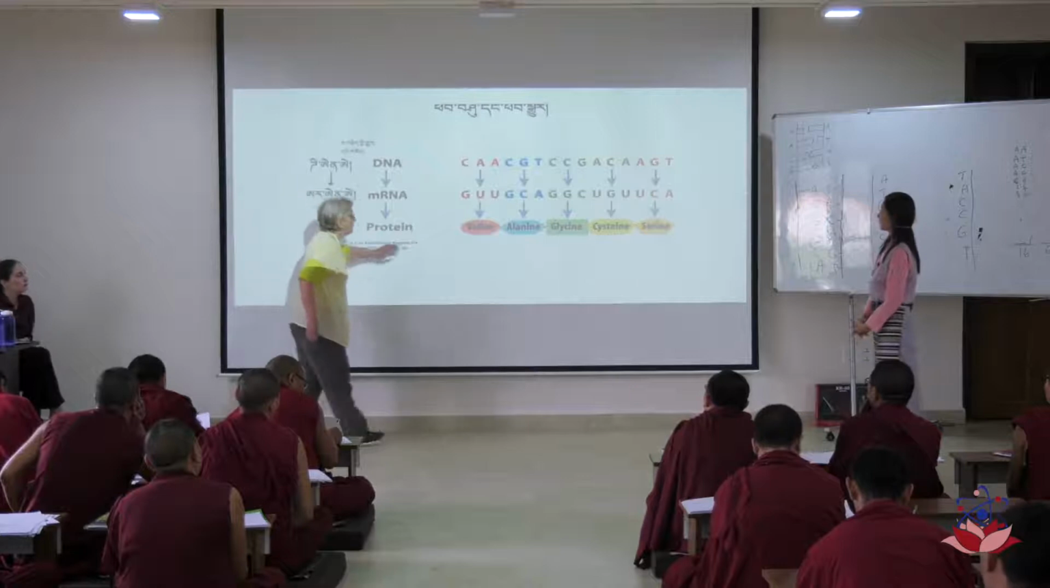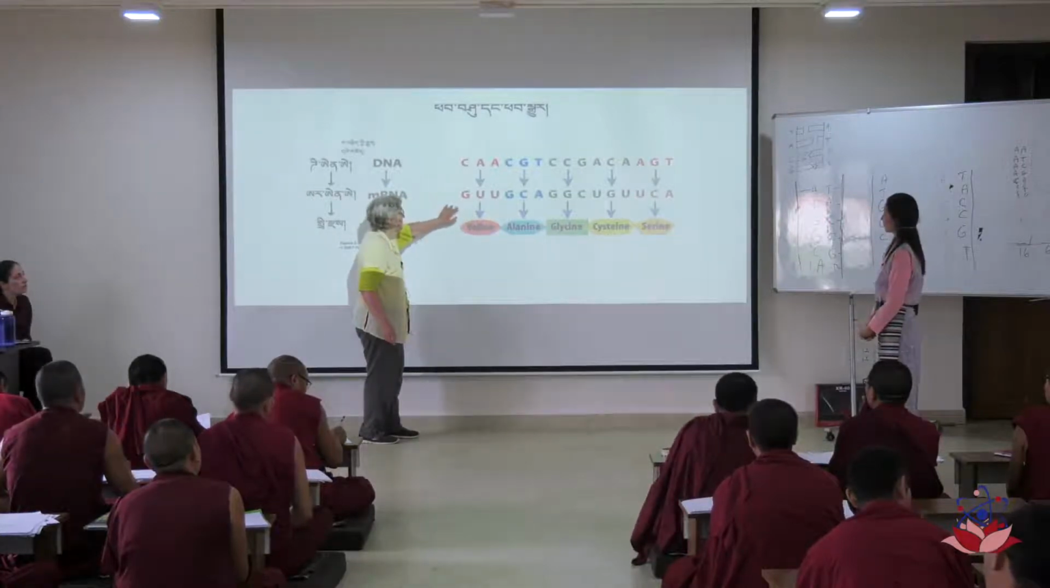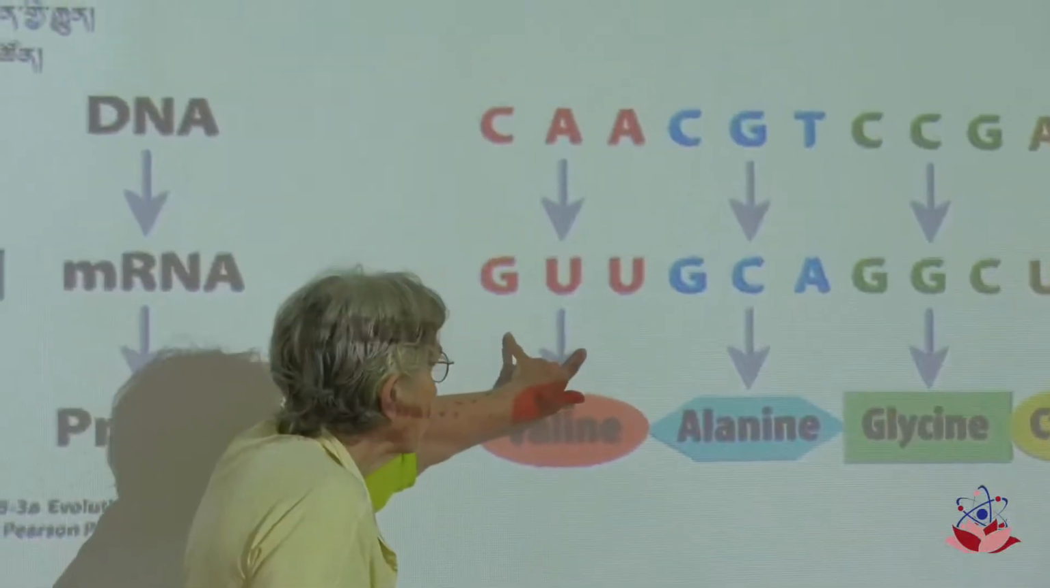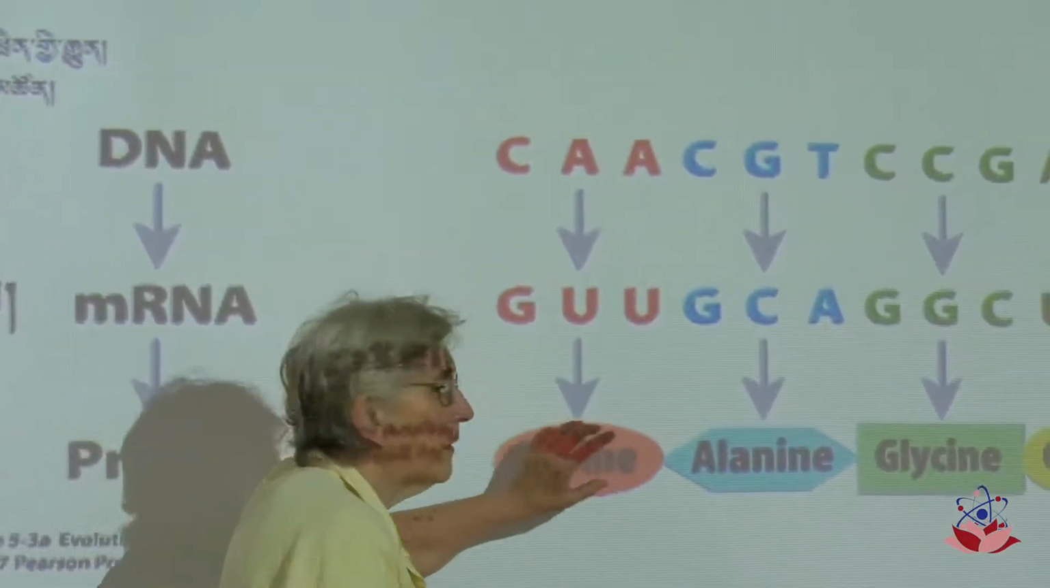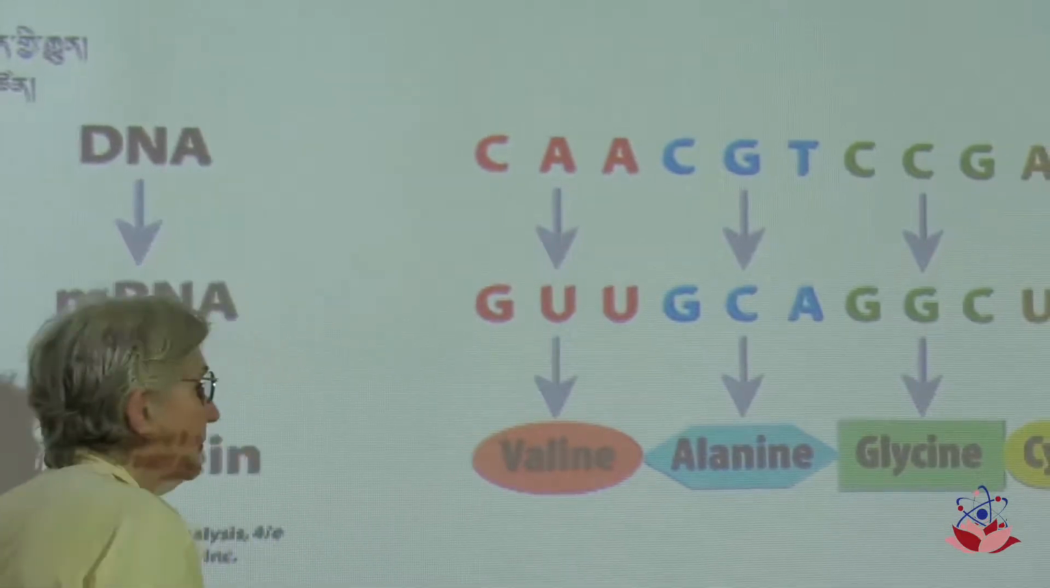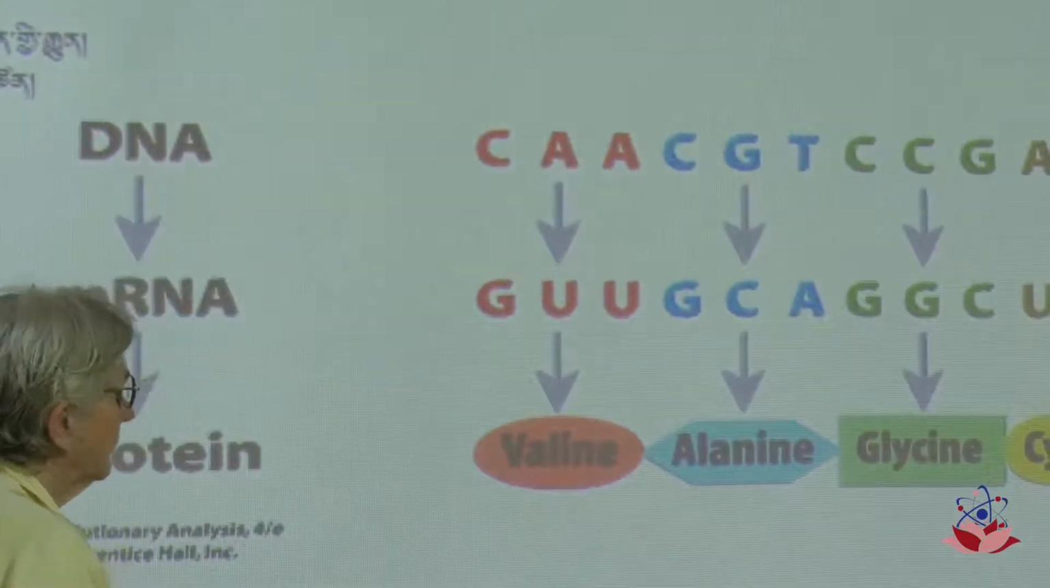So in a very clever way then, this message uses sets of bases, G's, T's or U's, whatever was on the original, to make a protein.